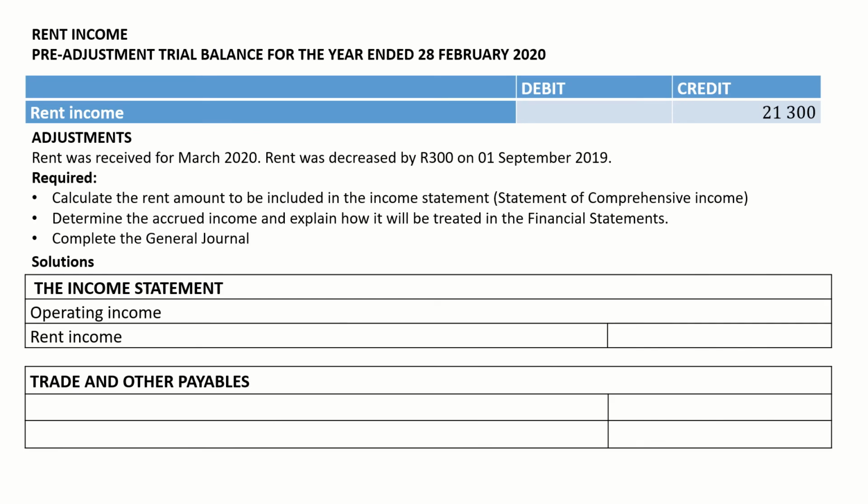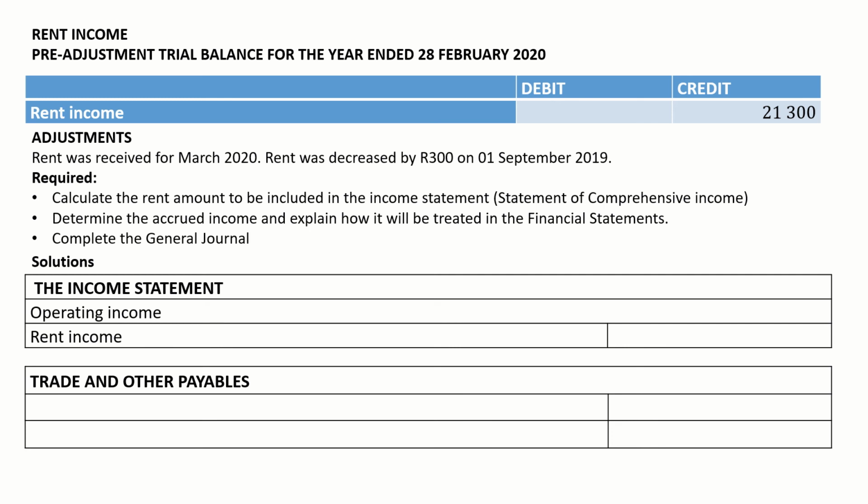All right, now let's check this example here. They said to you, rent for March 2020 was received. Rent was decreased by 300 on the 1st of September 2019. What do you have to do with that one? You do the same thing.